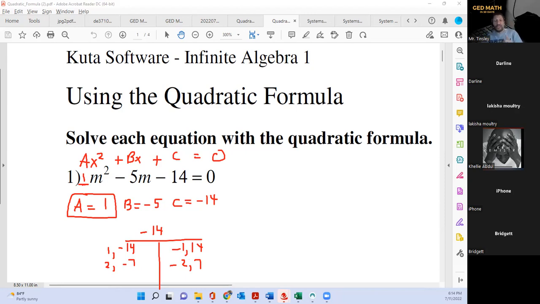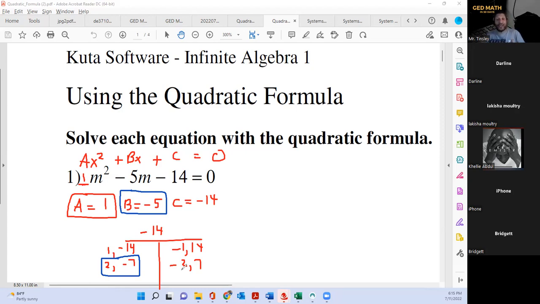Now, this is the important step. Find the pair that will give you B. So find the pair that will give you -5. So 1 and -14 is what? What's 1 minus 14? -13. What's 2 minus 7? -5. So we just found our factor pair that will give us B.